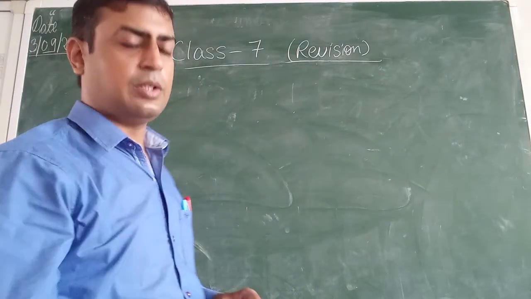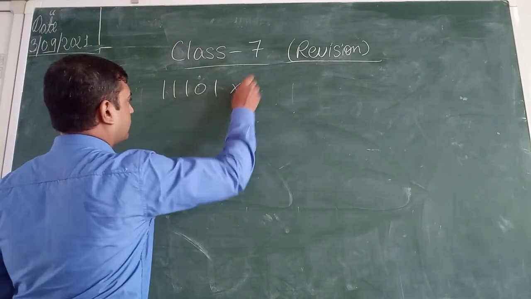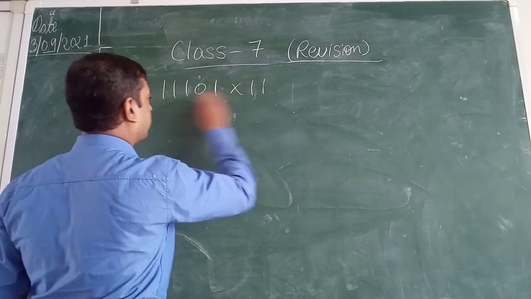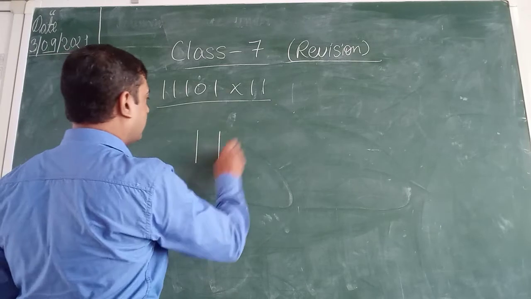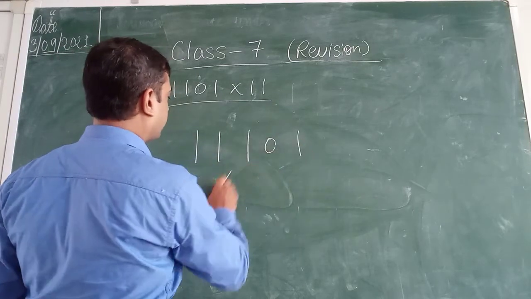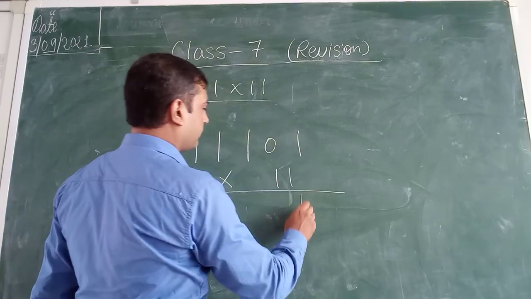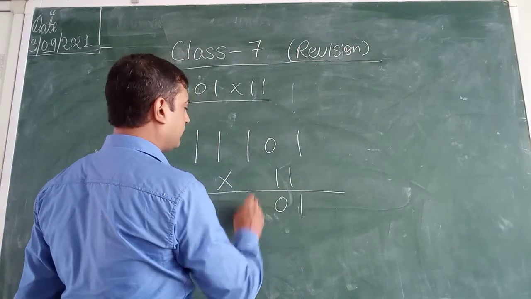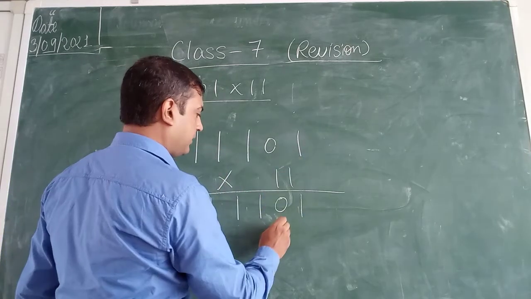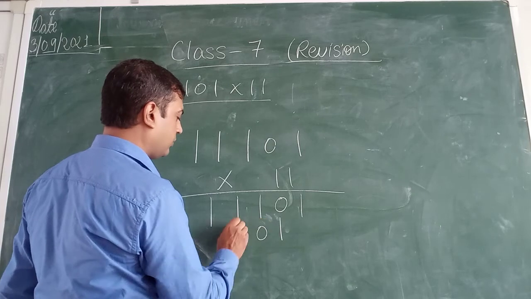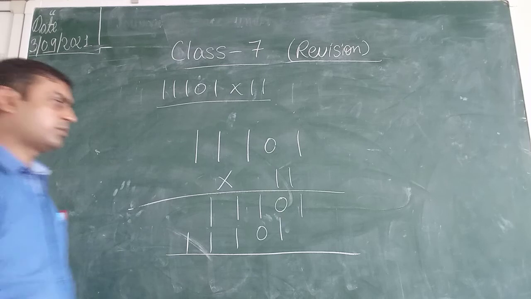Let's clear with one more example. 11101 into 11. Like this you have to multiply the numbers. So 11101 into 11. 1 1 is 1, 1 0 is 0, 1 1 is 1, 1 1 is 1, 1 1 is 1. 1 1 is 1, 0 1 1 1. Like this we have written.